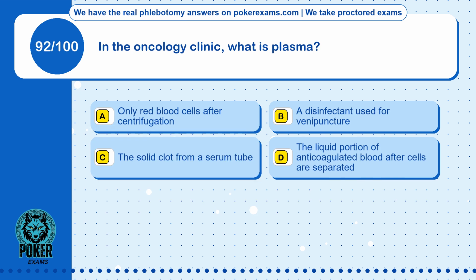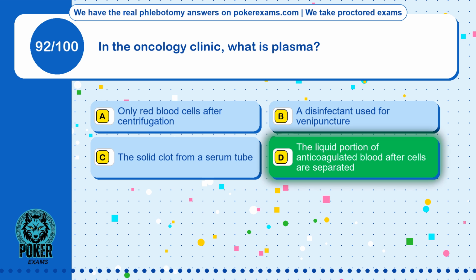Question 92. In the oncology clinic, what is plasma? Option A. Only red blood cells after centrifugation. Option B. A disinfectant used for venipuncture. Option C. The solid clot from a serum tube. Option D. The liquid portion of anticoagulated blood after cells are separated.